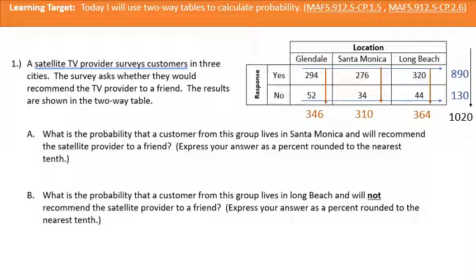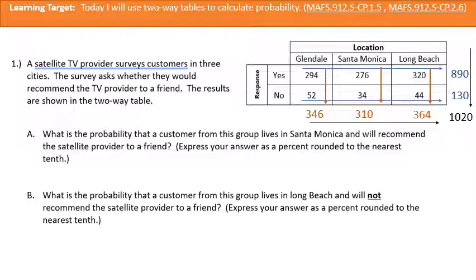So 890 plus 130 is also 1,020. So the key is, and I know I said it backwards in the way I had the animation going because I forgot how I did it, but the key is we should be able to add across or add down and get the same number. Okay, so 890 plus 130 is the same thing as 346 plus 310 plus 364. So why do I do it twice? I do it twice to make sure I didn't make a mistake.